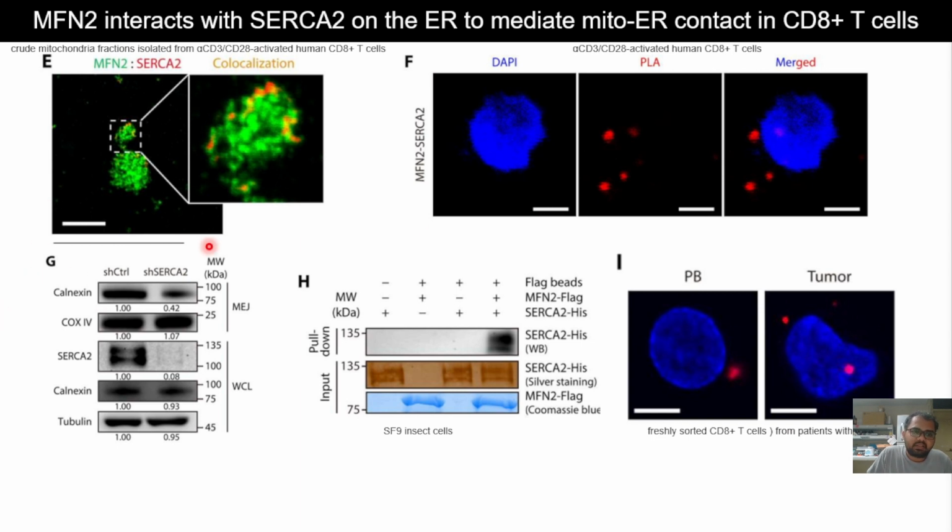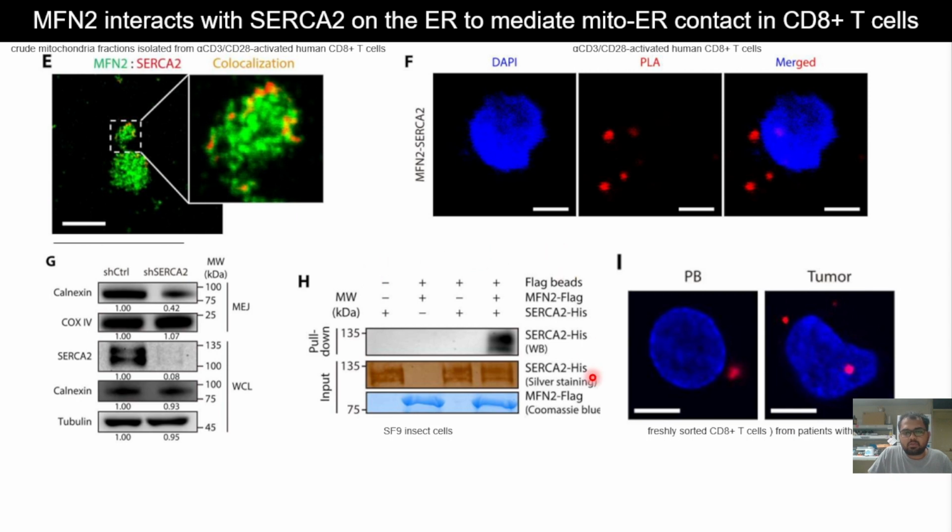Furthermore, they did this analysis in the mitochondria-ER junction and whole cell lysate. You can see here when they use this shSERCA2, it means that SERCA2 is downregulated, and when SERCA2 is downregulated, the mitochondria-ER junction expression is also downregulated. It means that SERCA2 is facilitating these mitochondria-ER junctions. Further, in the whole cell lysate there is no difference, obviously.